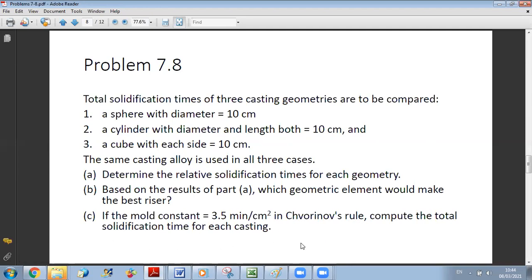So always, when you want to compare risers, first you compare the solidification time. This is a general procedure. If you have different solidification times, then you select which one? The highest or lowest solidification time?